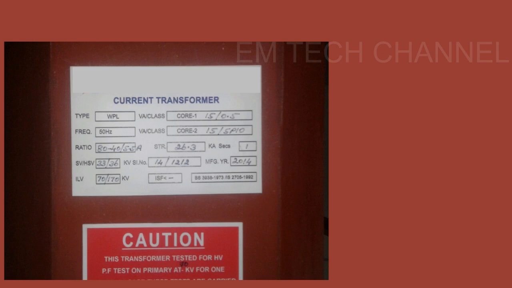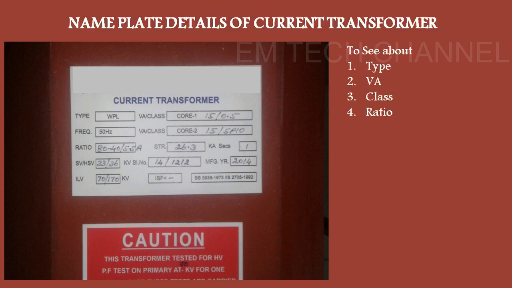In this video we are going to see about type, VA, class, ratio, STR, HSV or LSV, SV, ILV and ISF. We are going to skip frequency, manufacturing year, serial number and standard, because everyone knows that in India the supply frequency is 50 Hz, the manufacturing year is not of much importance for this video, and the serial number is also not required. It is based on company specifics, and the standard is the one on which this CT is made. I will try to make another video about this standard. Now let us discuss the remaining part.